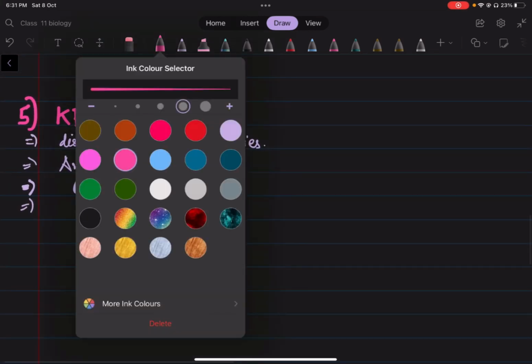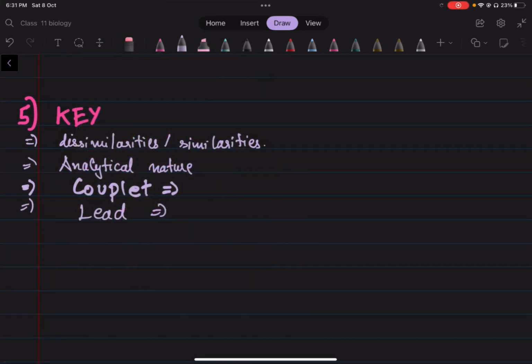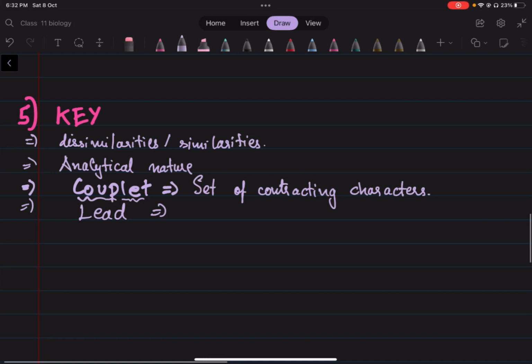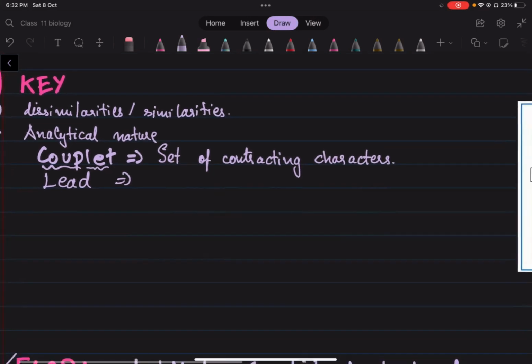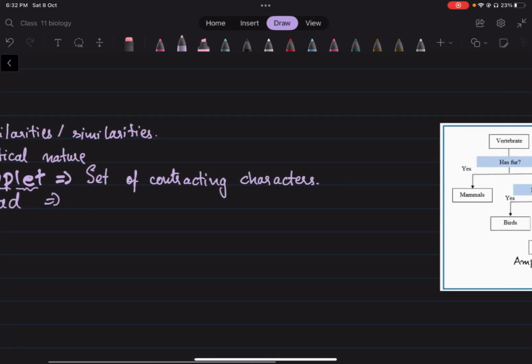So here are a few terms, okay? One is couplet. So couplet is actually a set of contrasting characters, okay? Does it have fur or it does not have fur? So basically, these are contrasting traits, right? Not having fur and having fur. So that is basically a couplet.